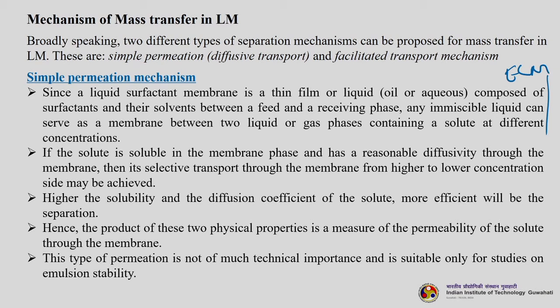So, if the solute is soluble in the membrane phase and has a reasonable diffusivity through the membrane, then its selective transport through the membrane from higher to lower concentration side may be achieved. Higher the solubility and the diffusion coefficient of the solute, more efficient will be the separation. Hence, the product of these two physical properties is a measure of the permeability of the solute through the membrane. This type of permeation is not of much technical importance and is suitable only for studies on emulsion stability, just for lab scale studies basically, because in industrial parlance where you need continuous separation, we need a higher permeability and separation.